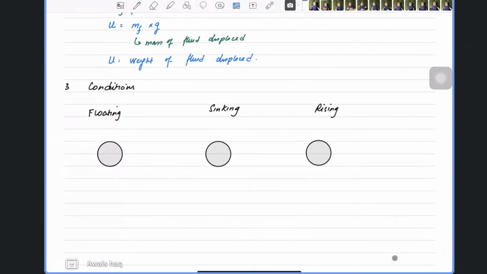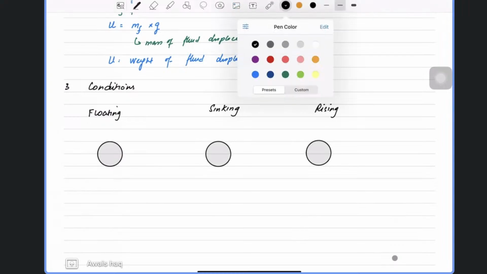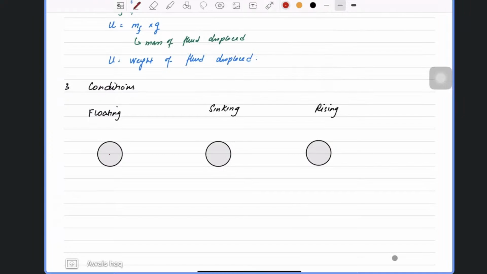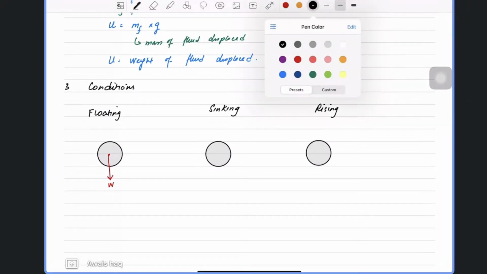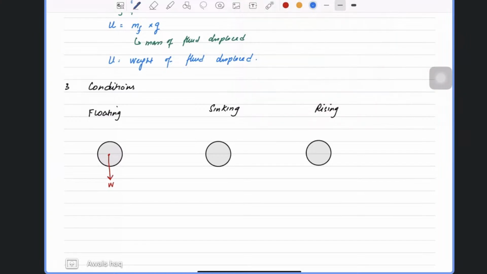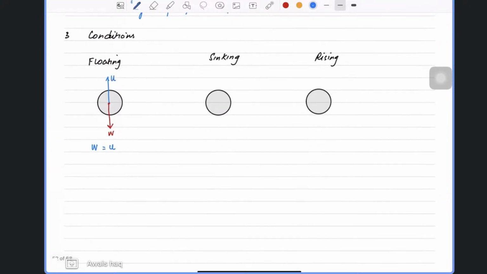So in the floating condition, I would like to tell you that the weight is always down, and if the weight and the upthrust are exactly equal, then basically the object will just float. All right, so neither will it rise, nor will it go down, and it's sort of a position where it's in equilibrium.